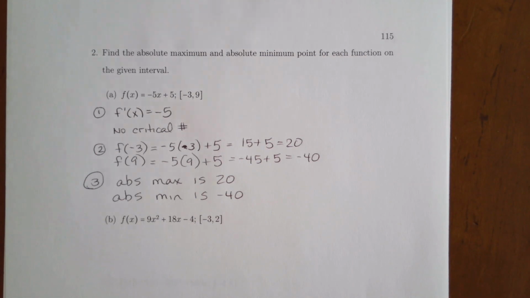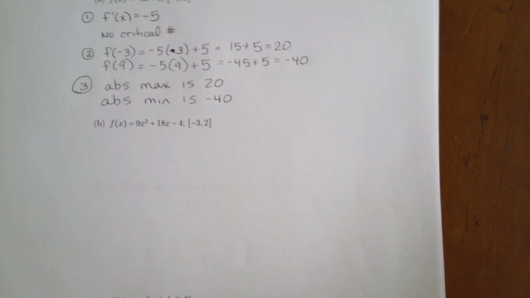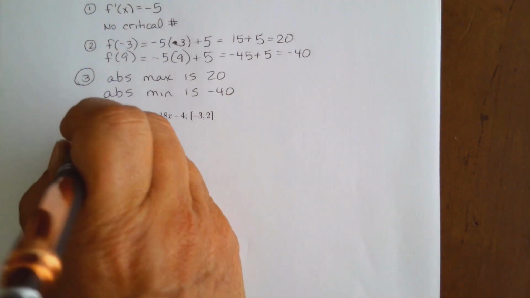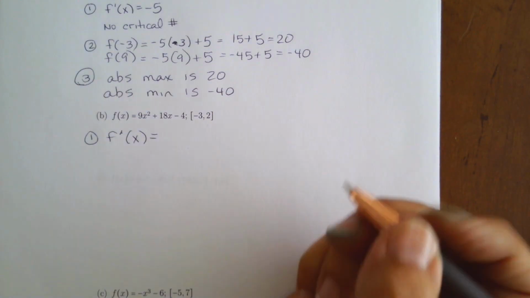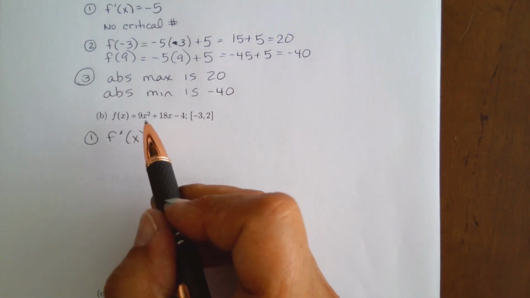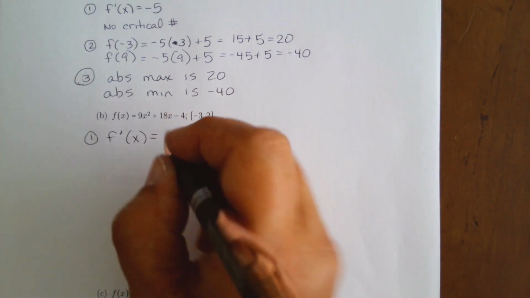All right, so let's try one that hopefully has a critical number. All right, so step 1 is to find the critical number. So that's the derivative, where the derivative equals 0. So find the derivative, be 18x plus 18.